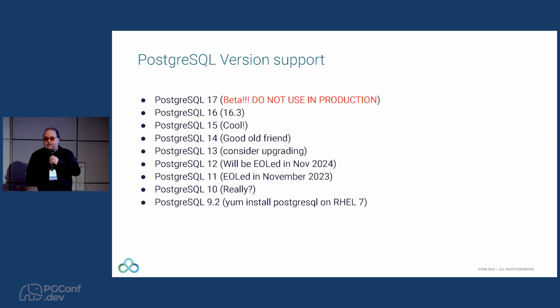First of all, we have Postgres 17. Don't use it in production if you are not Magnus. Or Postgres 16, which is great. So if you say just yum install PostgreSQL on Red Hat 7, it gives you 9.2, which is another major pain point for us. But anyway, don't do this.